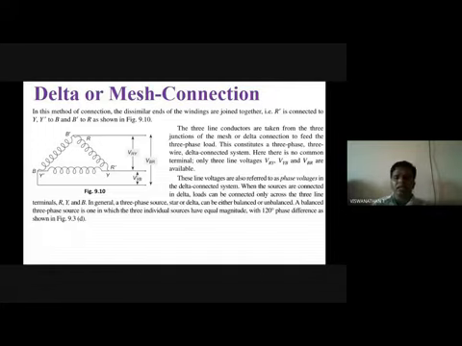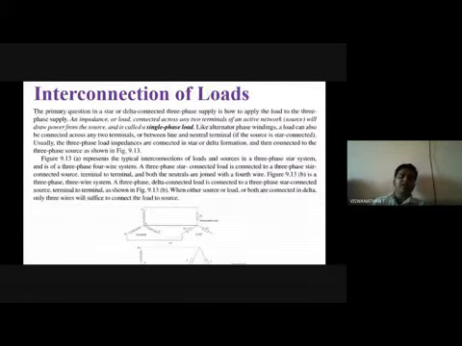Here there is no separate phase voltage. Line voltages and phase voltages are the same. But in the star connection, the line voltage and phase voltage are not the same, but the line current and phase current are the same. Here the line current differs from the phase current. Again, these are separated by 120 degrees, and their magnitudes are the same.